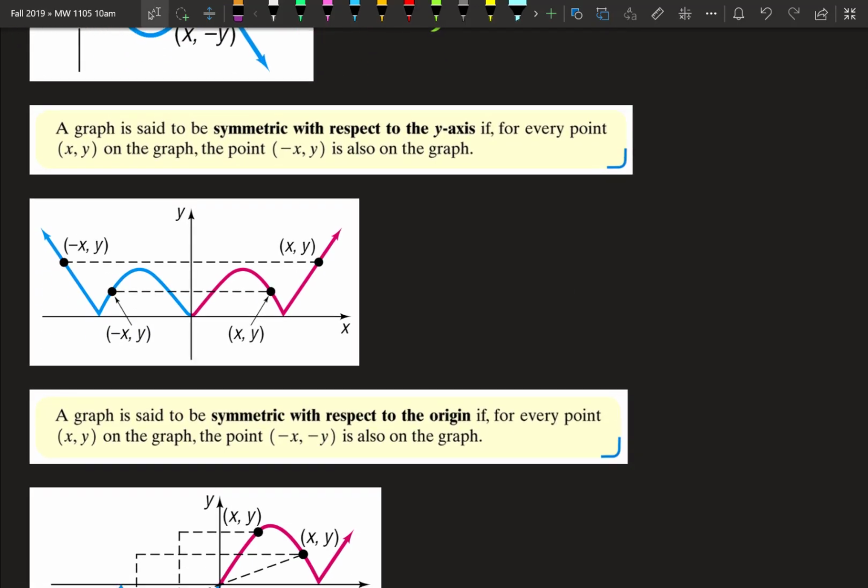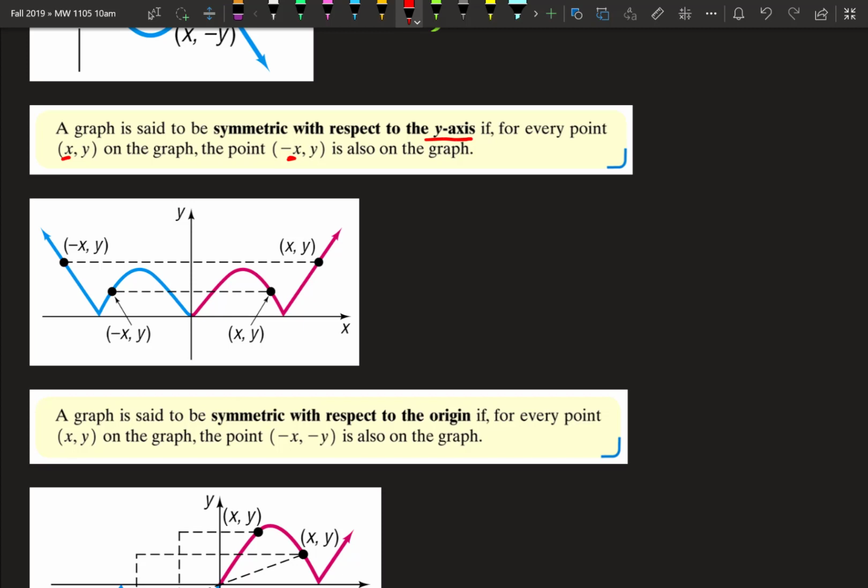A graph is said to be symmetric with respect to the y-axis if, for every point (x, y) on the graph, the point (negative x, y) is also on the graph. You notice how it says it's symmetrical to the y-axis? Let's see what they're telling us to switch. It says for every point (x, y) on the graph, the point (negative x, y) is on the graph.